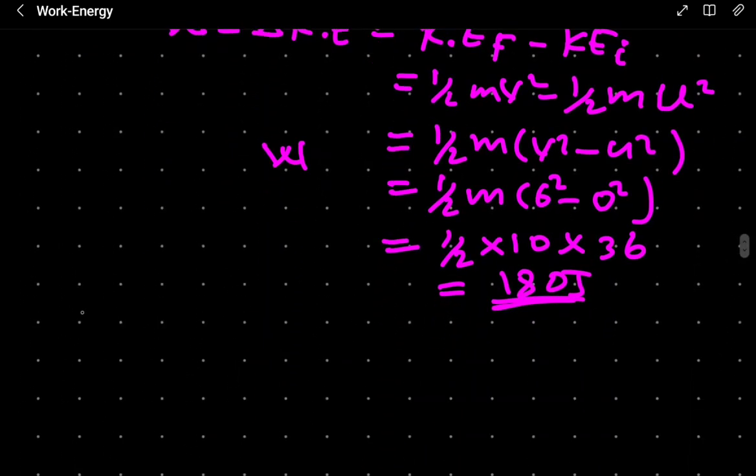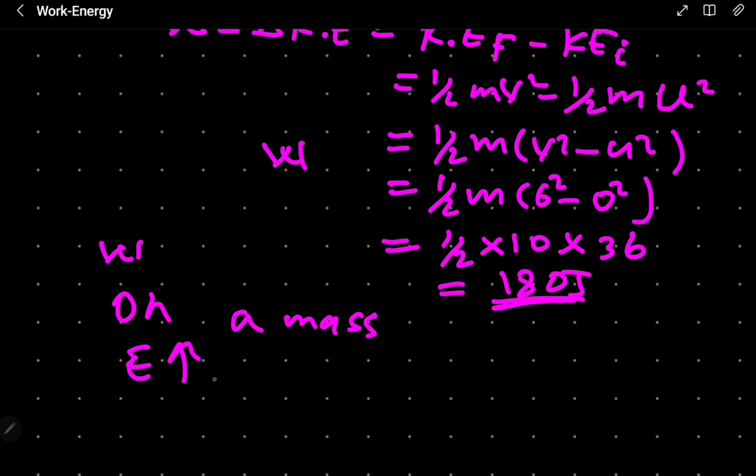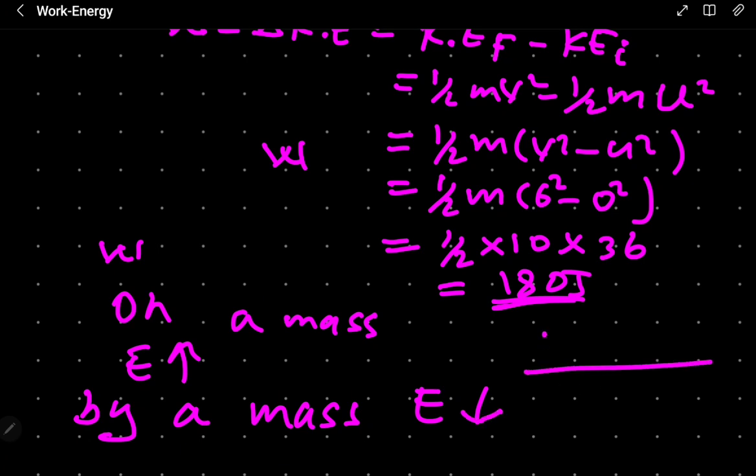In the case when you do work on a mass, what would happen? The energy of the mass increases. But when work is done by a mass, the energy of the mass will decrease. Now there is a mass, you apply a force on it, so through the help of this force, energy will be transferred to the mass. So the energy of the mass will increase.